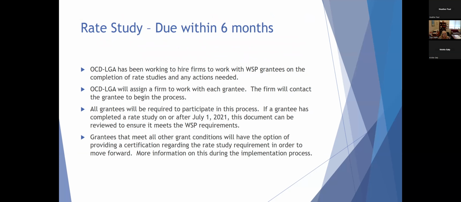The rate study is due within 6 months. If any of you have had previously funded projects under water sector, you would know that this process is moving quite slowly because we have a very limited number of firms to work with our grantees. We have been able to hire some firms. We are working with them to assign grantees so that they can complete rate studies and work with our grantees on any actions that are needed.